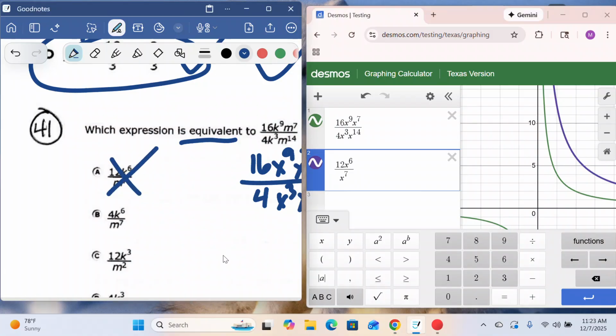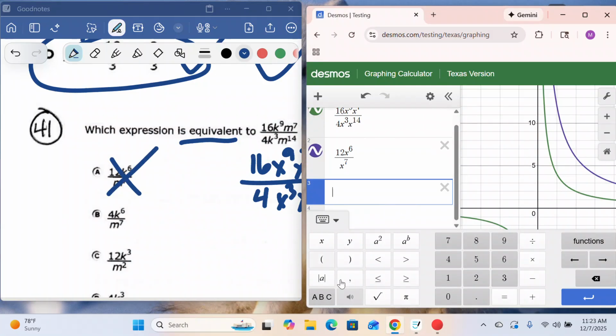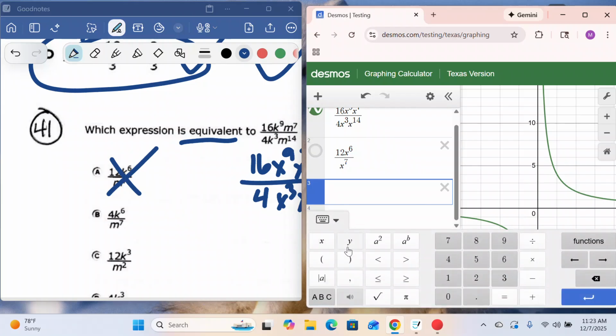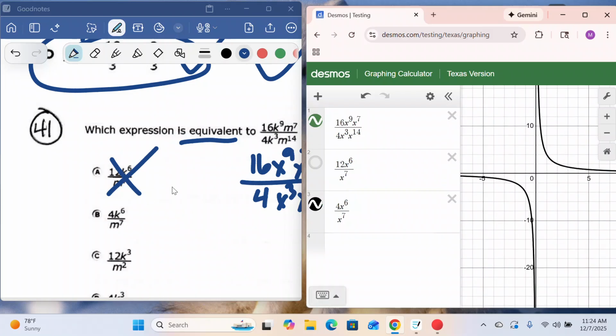So then I input the next one. So I'm going to take off the purple, and I'm going to go ahead and input the next one. So I'm going to go ahead and put 4x to the 6, AB to the 6, and then I got to put my space, and then I got to divide by x to the 7th. And there it is. It is identical.